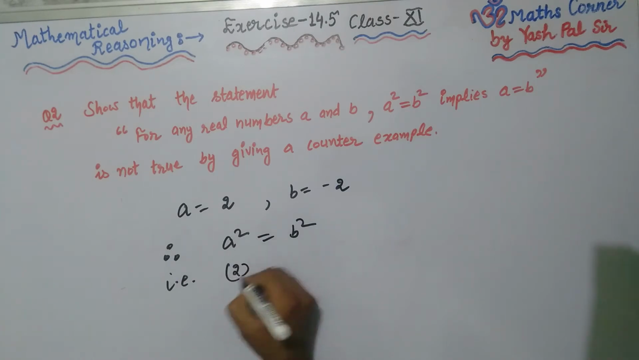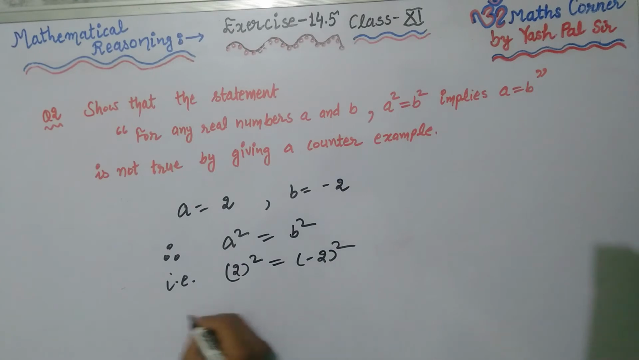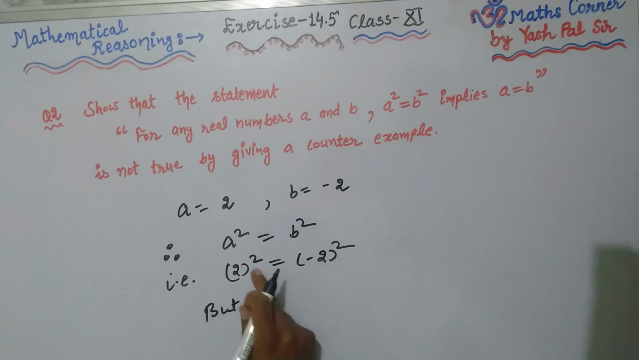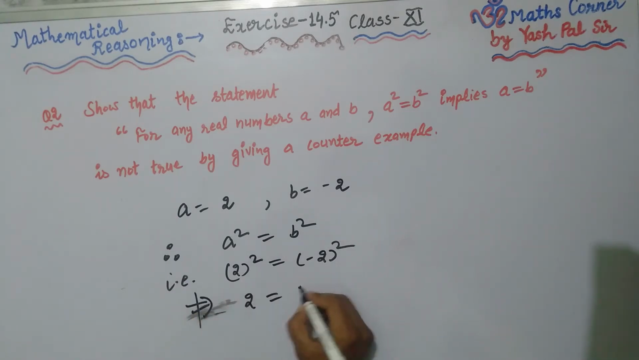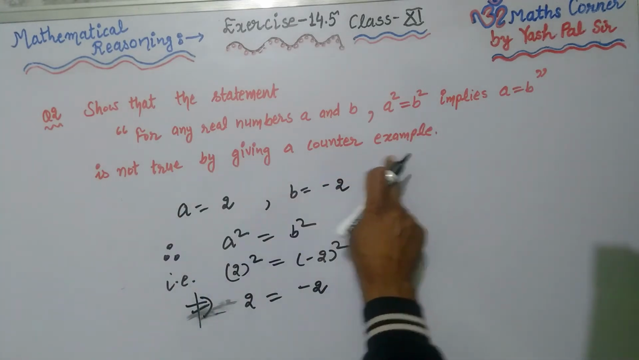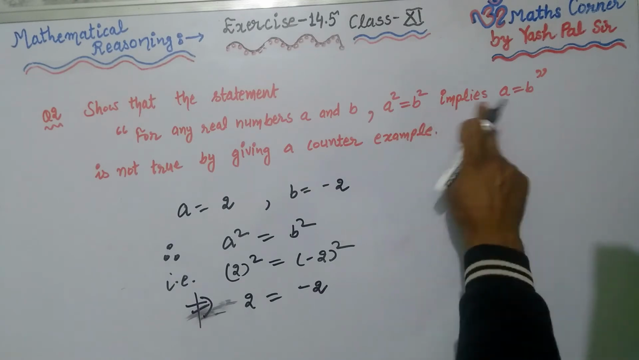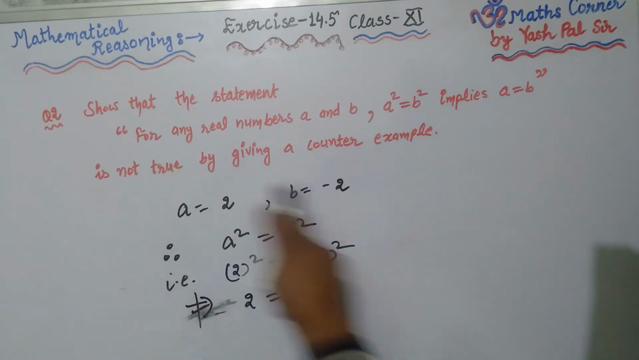2 whole square is equal to minus 2 whole square. But cancelling the square, this does not imply 2 is equal to minus 2. So this way, a square equal to b square implies a is equal to b is not true.